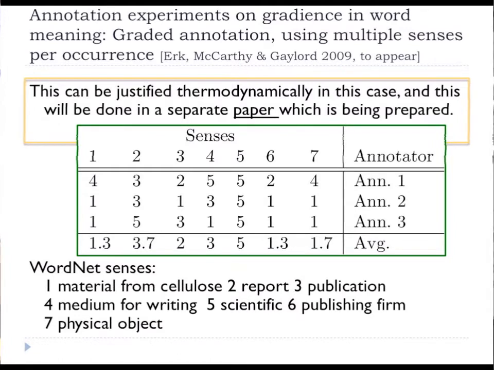And here's an example for one sentence. This can be justified thermodynamically in this case, and this will be done in a separate paper which is being prepared. We had 3 annotators in this part of the experiment, and here are the ratings that they gave. Here's how to read this. Annotator 1 said sense 1, the material from cellulose, applies to a degree of 4 out of 5. Sense 2 applies to a degree of 3 out of 5, and so on. And so you can see some patterns emerge. Sense 5, which is a scientific paper, got a rating of 5, absolutely, from everybody.